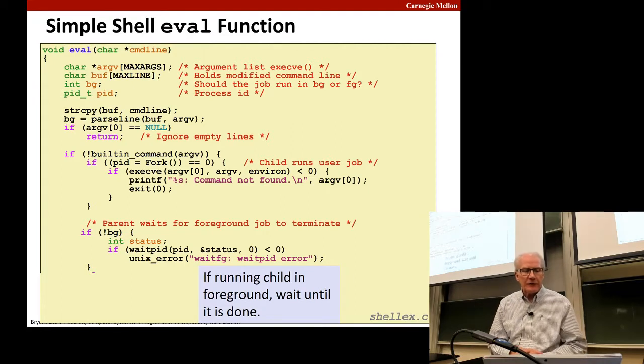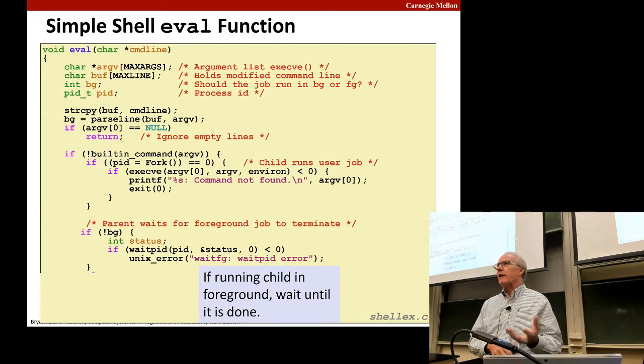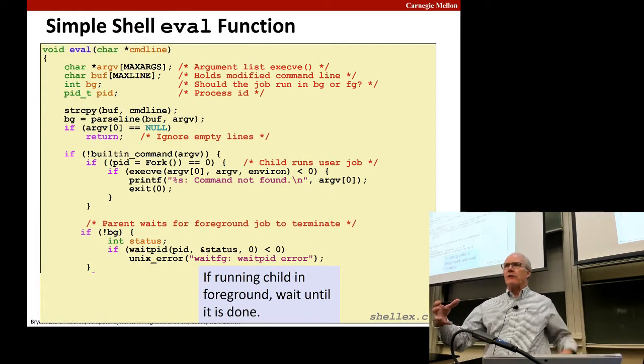So if it's a foreground process, meaning it's supposed to wait, you'll see that it does a waitpid on the process ID that it just created, the forked process. Presumably that will have an error. So this is the way that the shell is going to wait for as long as it takes for the child to complete and then return back.